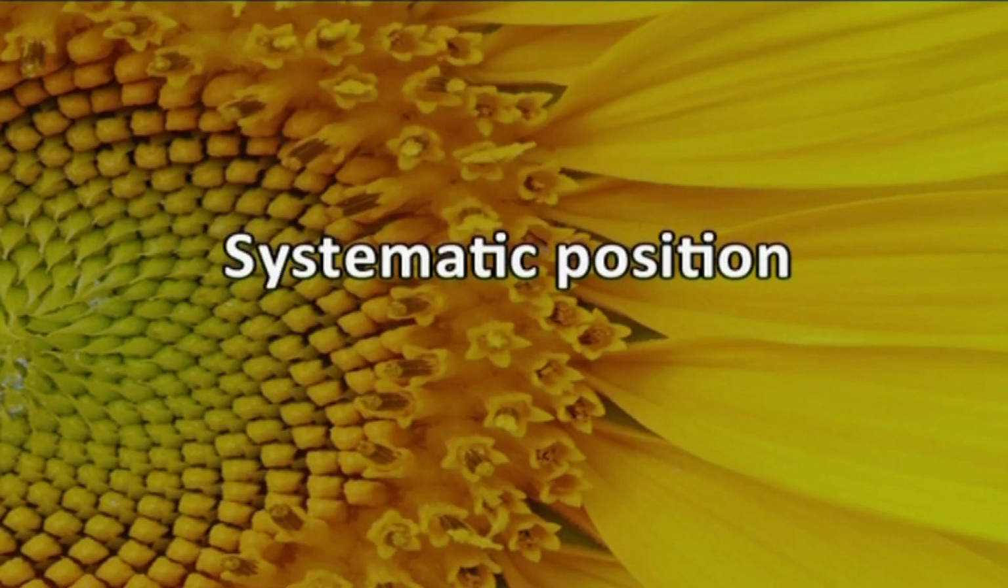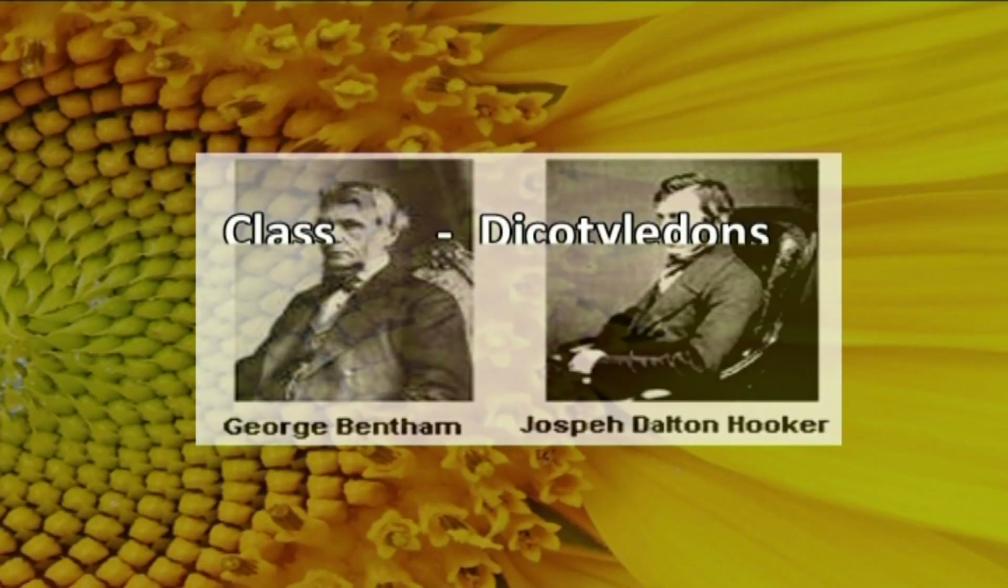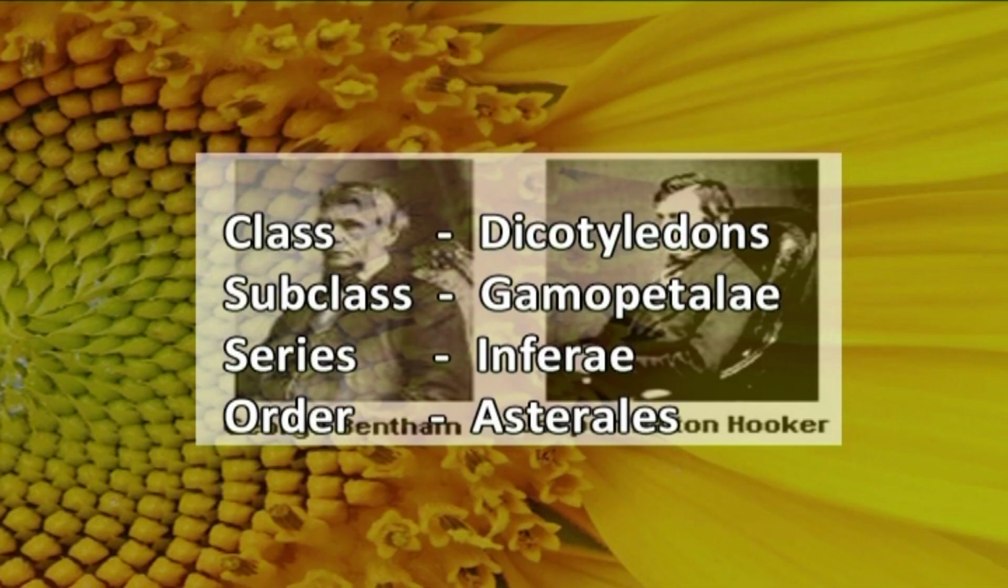Now, the second part of the lecture, that is the systematic position of the Asteraceae. Various taxonomists have classified Asteraceae differently. We will just mention here the prominent ones, starting with the two British botanists by the name of Bentham and Hooker, who classified the family Asteraceae under the class Dicotyledons, subclass Gamopetalae, series Inferi, and the order Asteraceae.